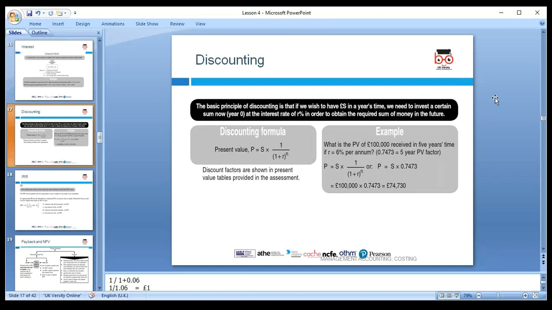Then there is the discounting. We want to find the real value of money, the present value of the future cash flows: 1 divided by (1 plus r) to the power of n. What is the PV of 10,000 received in 5 years' time, if it is 6% per annum? So the PV of 5 years is given.